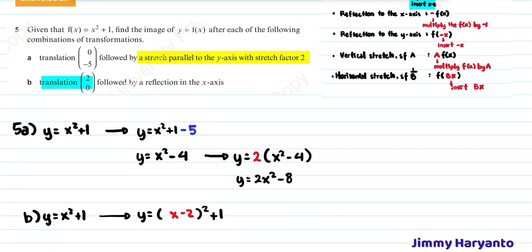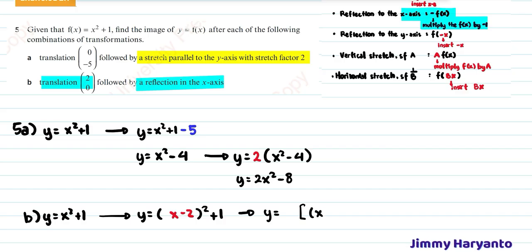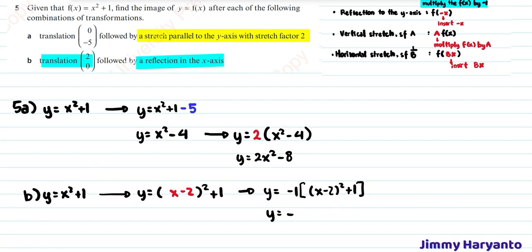That's it. Just leave it like that. And then you have to reflect it to the x-axis. Reflection to the x-axis is this one. You only have to multiply the f(x) by -1. So next is y equals, you multiply this (x minus 2) squared plus 1 by -1. So you have negative open brackets (x minus 2) squared and then minus 1.